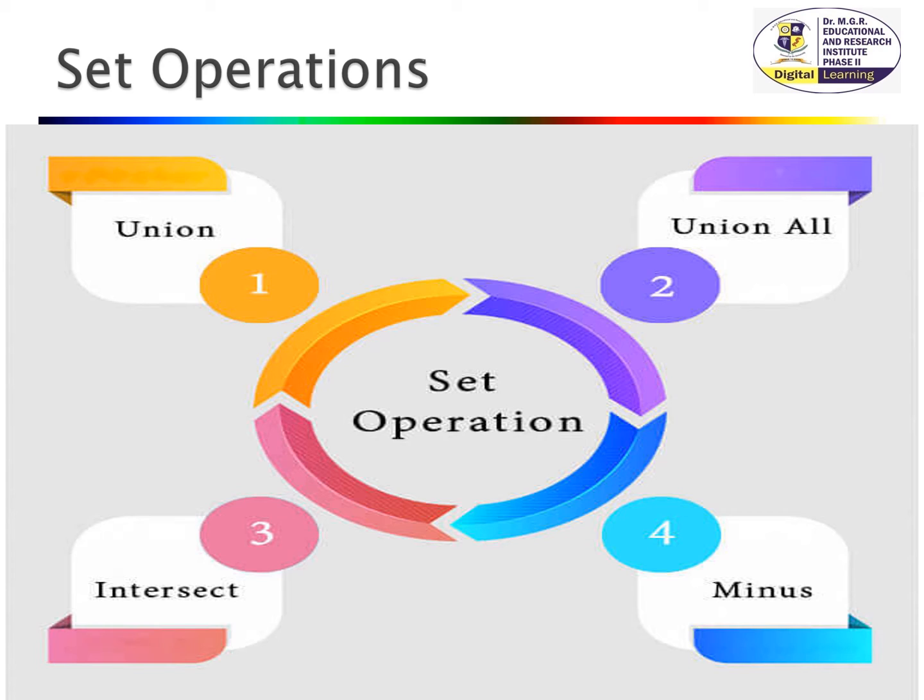The last one is the minus operation. It combines the results of two select statements. The minus operator is used to display the rows which are present in the first query but absent in the second query. It has no duplicates and data are arranged in ascending order by default.